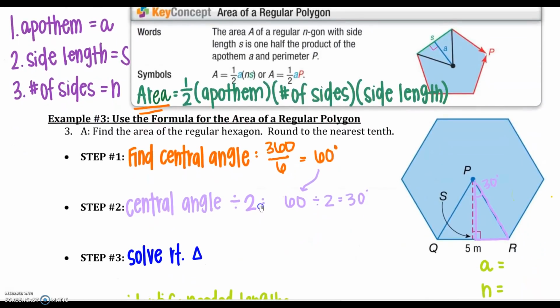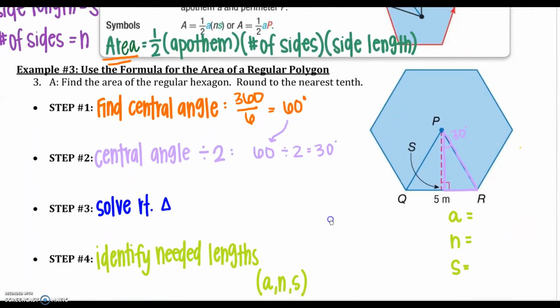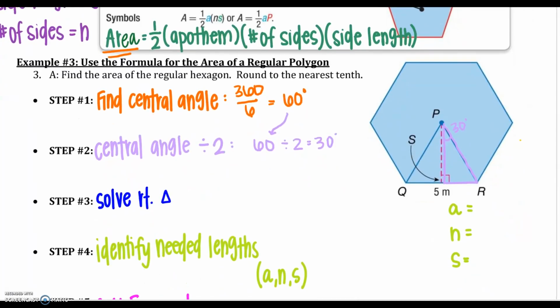All right, my next step is to solve for this right triangle, which means I need to solve for whatever I need. So after I do that, I always off to the side as I'm solving write down A, N, and S, because those are the 3 things I need for my formula to work. So remember, my A is my apothem, my N is my number of sides, so I do have that, so I'm going to say that is 6. And my side length, my entire side length of my hexagon, which is 5. And that won't always be given, so we'll see how we work those types of problems out.